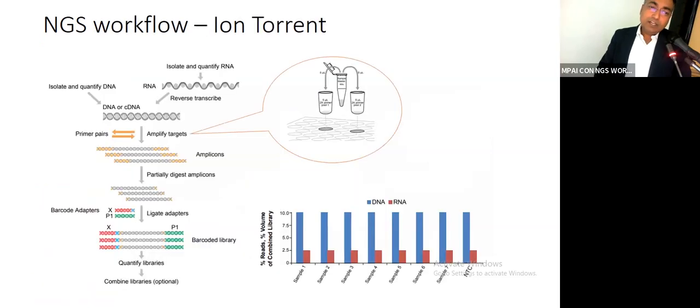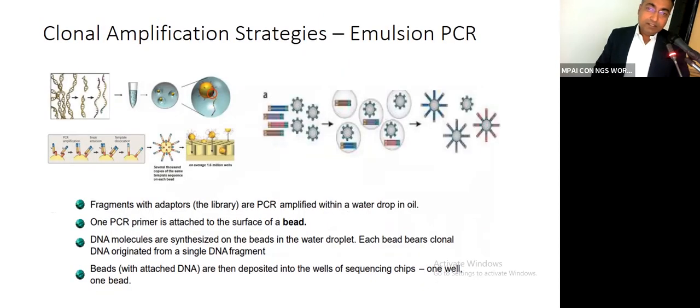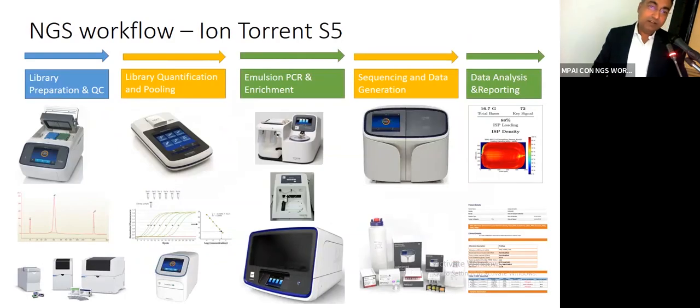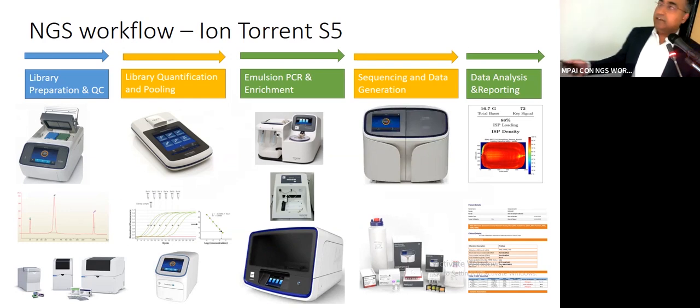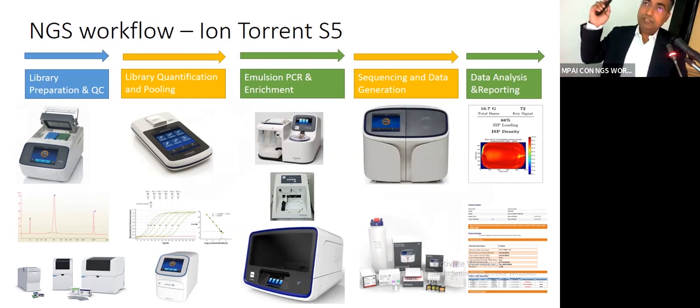And as I mentioned earlier, this is a semiconductor-based sequencing, and there is an emulsion PCR which is used for the clonal amplification. We won't go into the details; it has already been discussed earlier. For the S5, the workflow is that you have your extraction, you get your nucleic acids, do the QC. Subsequently, once you have done the QC, you prepare a library.